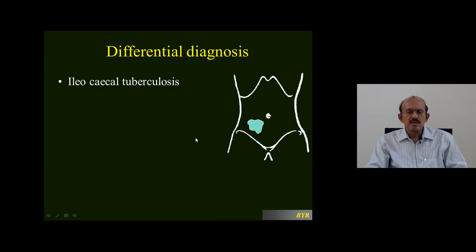Differential diagnosis: it has to be differentiated from all other masses in the right iliac fossa. So we have seen ileocecal tuberculosis as one of the causes for right iliac fossa lump. Can you tell me the other causes of mass in the right iliac fossa, which we have already discussed? In the chapter on intestines, we have learnt about some masses.